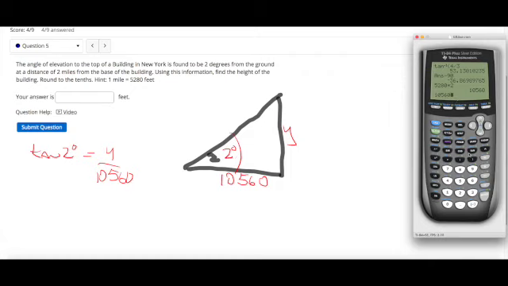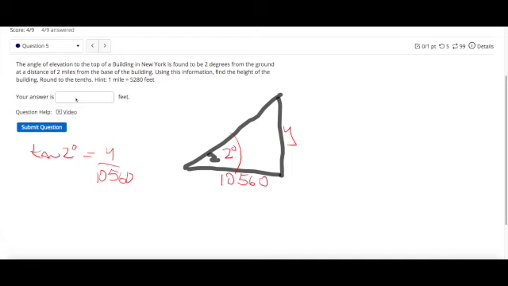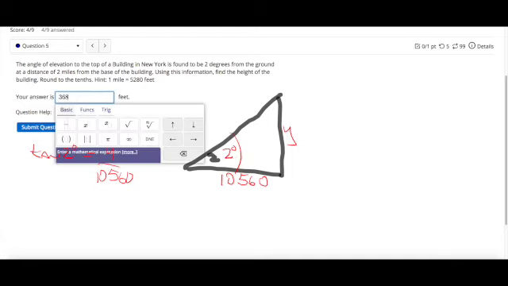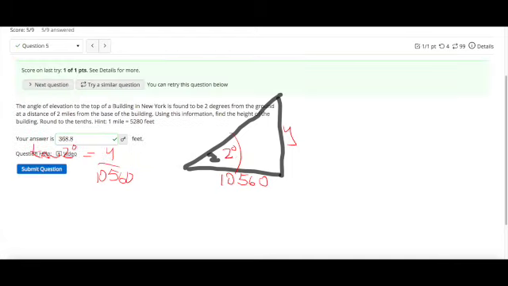10560 times the tangent of 2 should not be that tall. Okay, it's 368 feet tall. 368.76 feet tall counts. Round to the tenth, though. Only 1 decimal place. 368.8, because somebody's being mean. 368.8. Okay, we got that right.